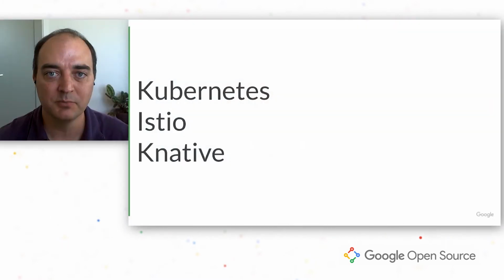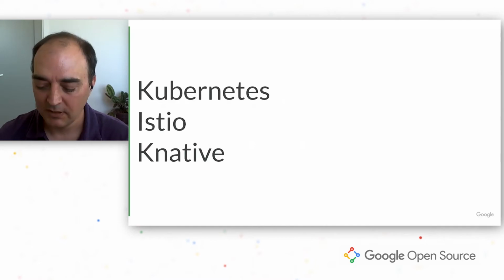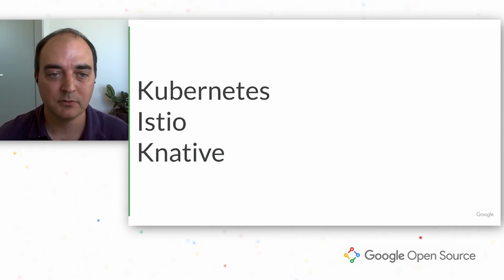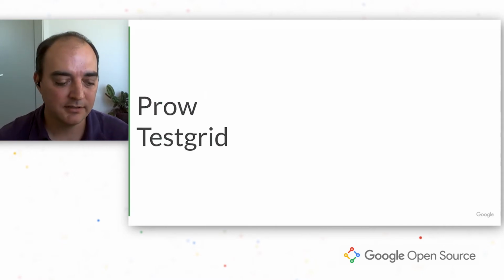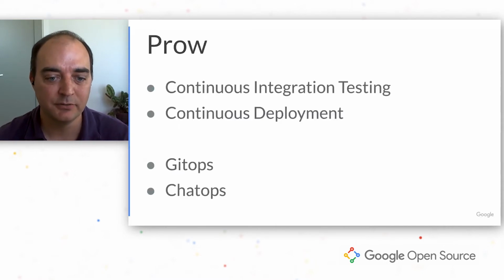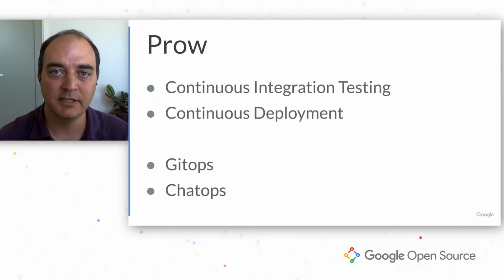And we get to work on some of the tools that help communities like Kubernetes, Istio, and Knative stay productive. I'd like to talk about two of these tools that we work on today, Prow and Testgrid. Prow is an eventing system that lets you do important activities like continuous integration testing and continuous deployment using some common patterns like GitOps and ChatOps.